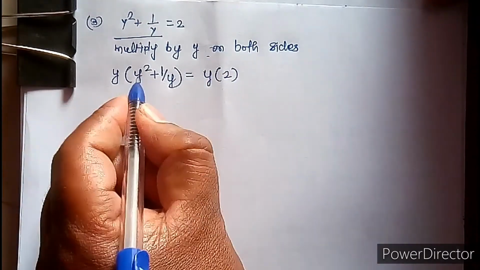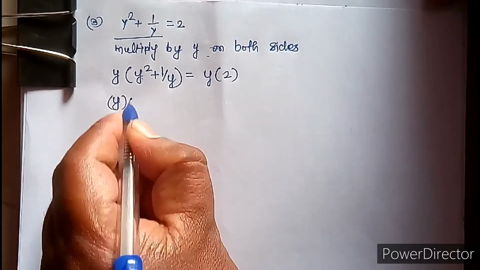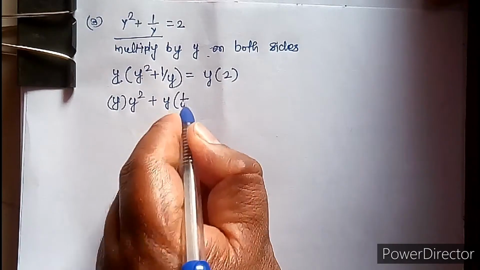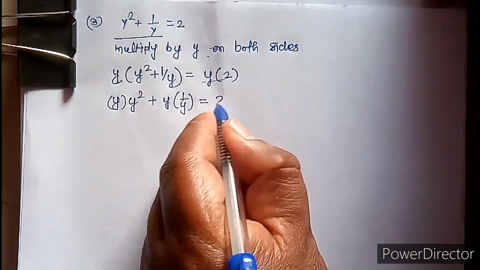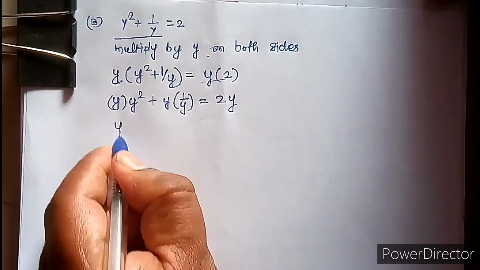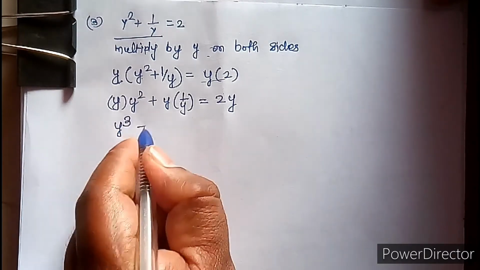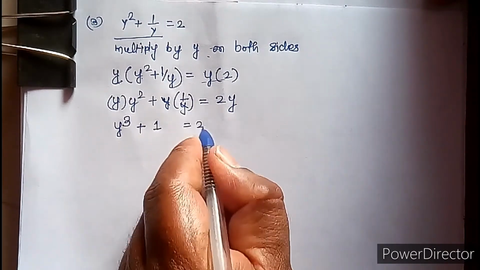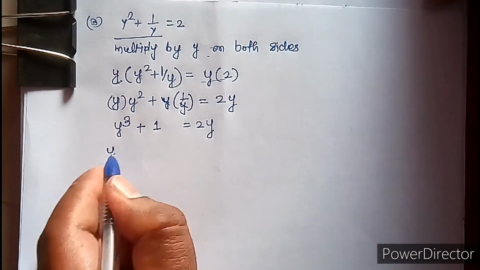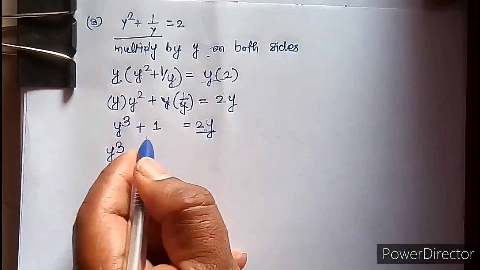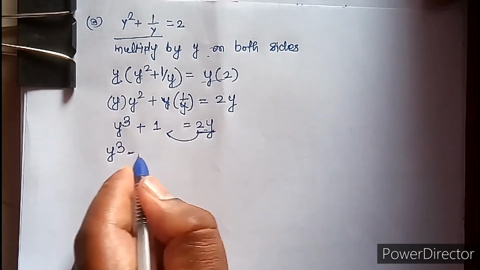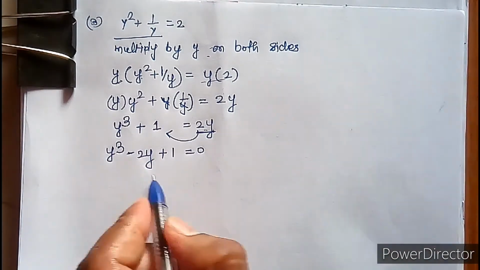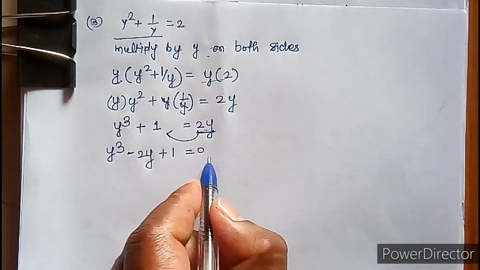Now on solving, what we get: y into y square plus y into 1 by y equals y into 2, that is y cubed plus y times 1 by y, and y and y get cancelled, here only 1 remains, equals twice y. Now 2y is shifted to the left-hand side and becomes minus 2y, and plus 1 as it is equals 0. We get the form of the equation: y cube minus 2y plus 1 equals 0.